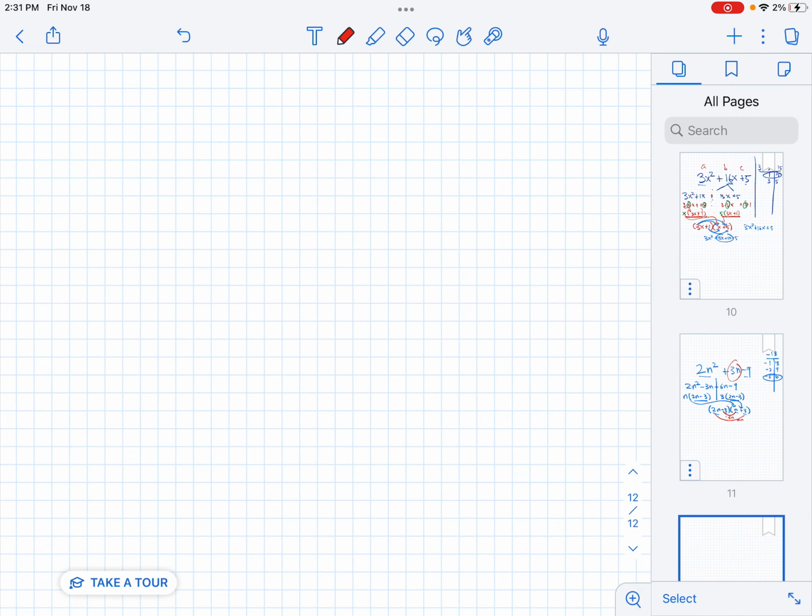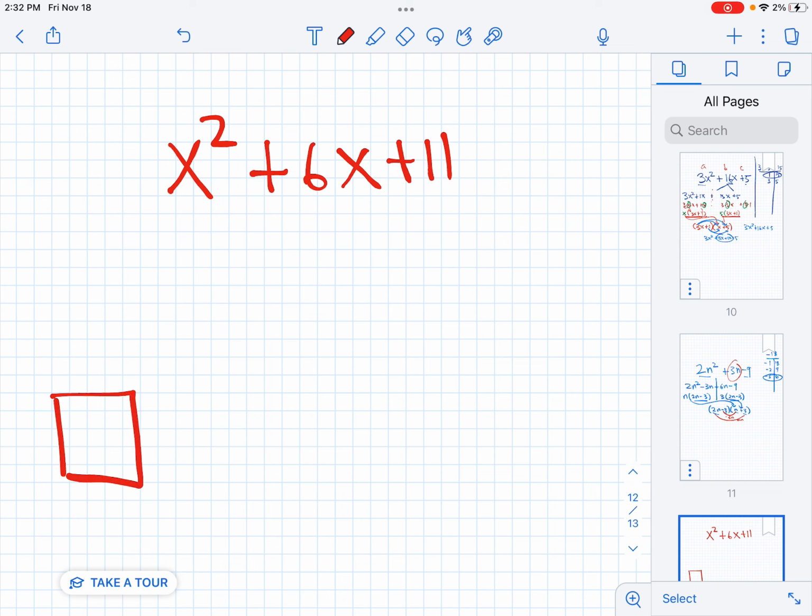Okay, so if I've got something like this, x squared plus 6x plus 11, and I want to turn this into vertex form, then let's look at this kind of geometrically first. Let's draw a picture here. We have an x squared, and we have 6 x's. 1, 2, 3. I'm going to put 3 of them on that direction, 3 of them along this direction. So I have x squared, I have 6x, and now we're going to put 11 here. So I got 1, 2, 3, 4, 5, 6, 7, 8, 9, and 2 of them don't fit.